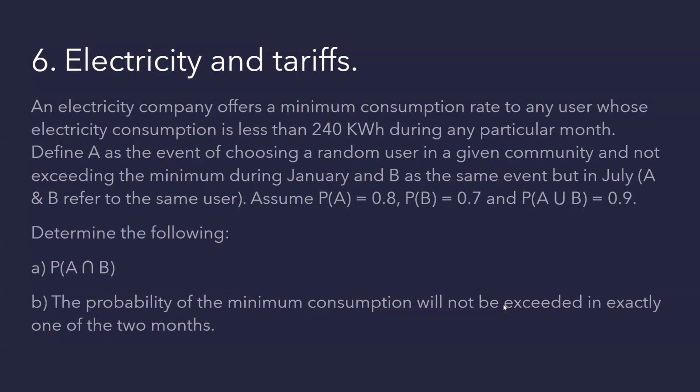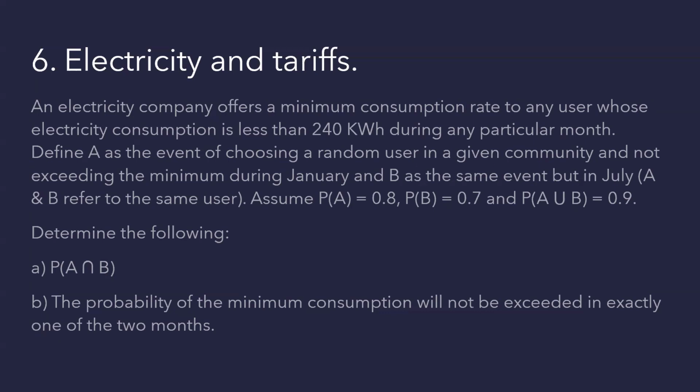Okay, so here we go. The second part, which is going to be the next 5 questions. The next 5 questions: an electricity company offers a minimum consumption rate to any user whose electricity consumption is less than 40 kilowatt hours during a particular month.